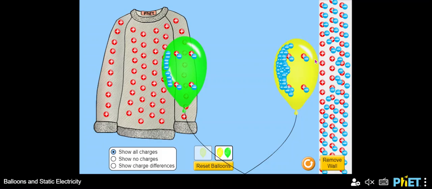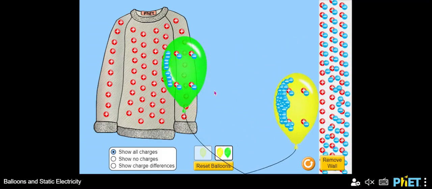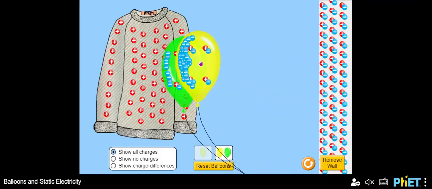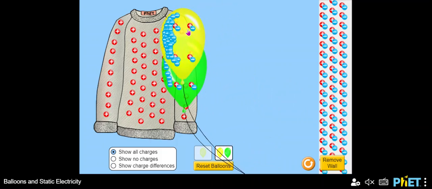Two of them are experiencing attraction. But if I bring this close here, there's a repulsion, right? It pushes it away because these two balloons are of the same charge. Both of them are negatively charged, so they don't want to be together.